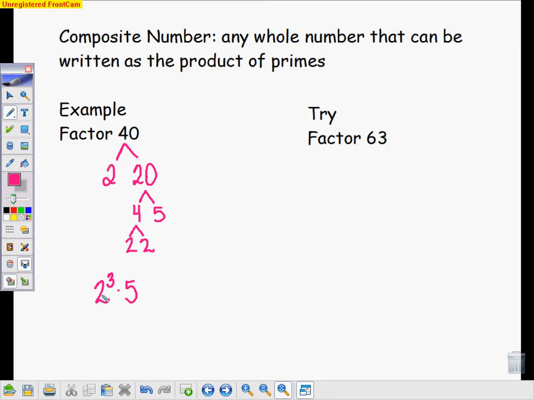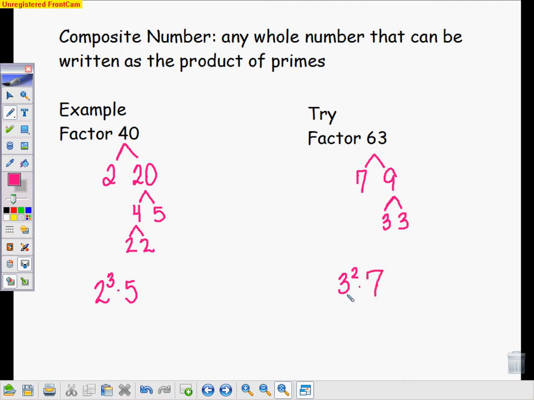So what I'd like for you to do is to please pause the video and try to write 63 as a product of primes. Okay, your final answer should have looked something like this. So 7 times 9. 7 is prime, so I don't break that down. 9 is 3 times 3. So we end up with an answer of 3 squared times 7.